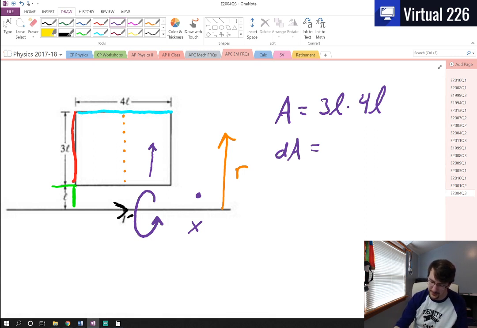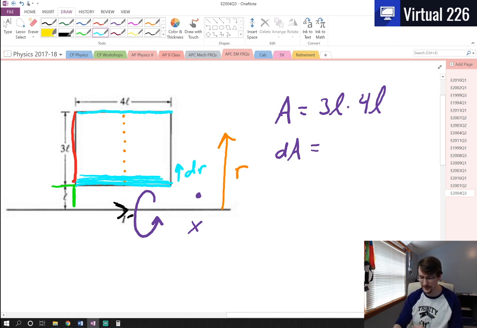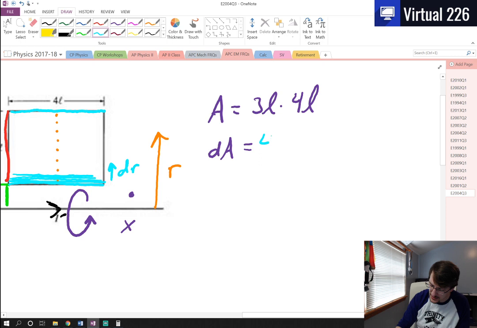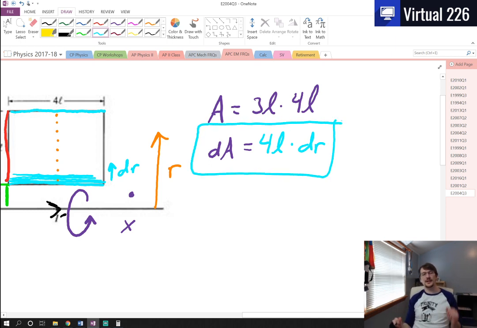So what's really going to happen is we're going to have a stretch length of 4L, and then we're going to put another 4L next to it, and then take another step and 4L next to it, and so on. Each step we move forward is some distance dr. So some tiny sliver of area is going to be 4L times dr, some small bit of width. And that is our dA right there. That's a huge, important thing, because if we don't have that, we're not going to be able to solve this problem.